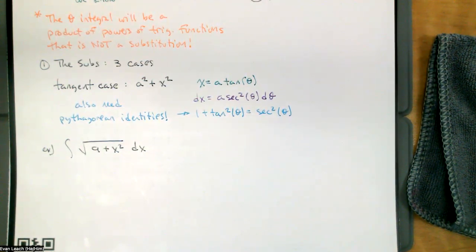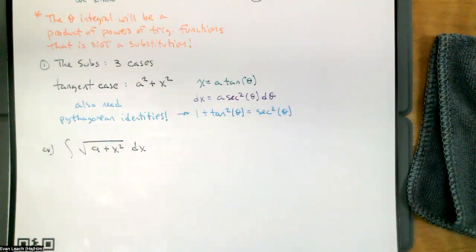Now, if there was an x out in front, then I'd be able to do a regular substitution. Everything would be cool. Or if even there was an x cubed out in front, then I could do a regular substitution. Everything would be cool. But there isn't. We can't do a regular substitution here. So we're going to do a trigonometric substitution.